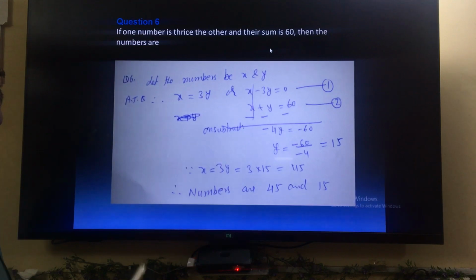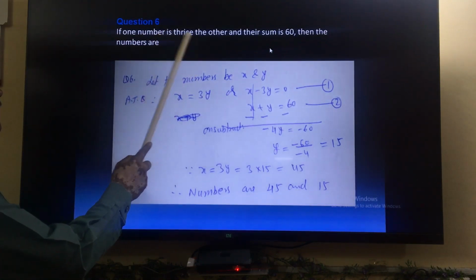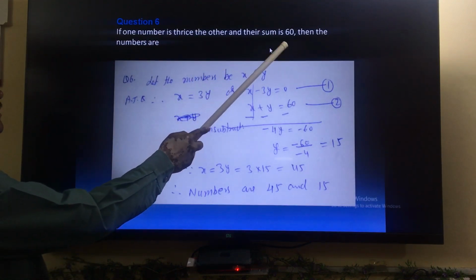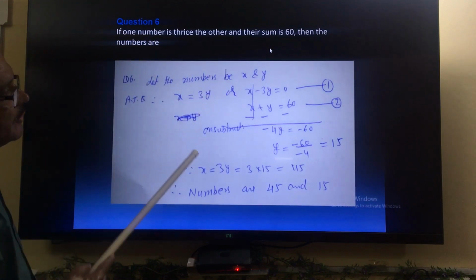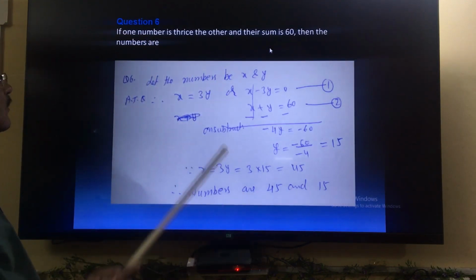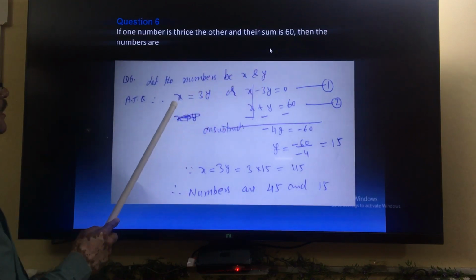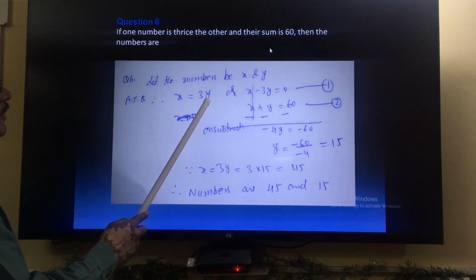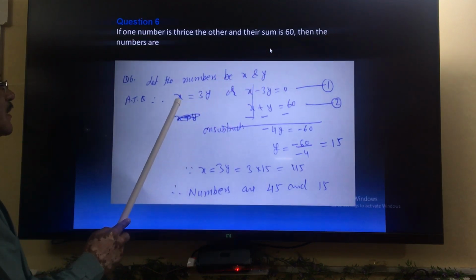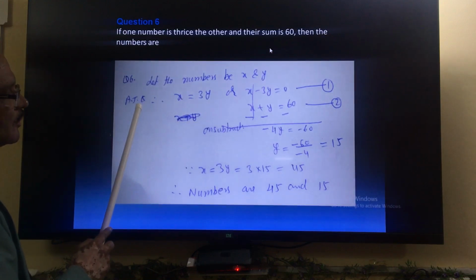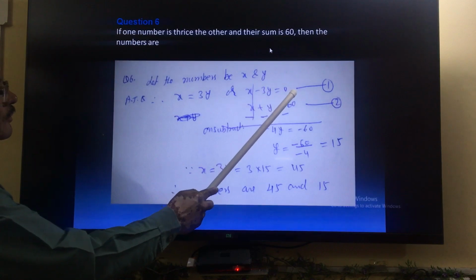Question number 6 is, if one number is thrice the other, so one number is 3 times the other, and their sum is 60, then the numbers are. So this is a word problem, we have to frame the equations. Here we suppose the numbers are x and y, and according to the question, one number is 3 times the other. The second number is y, so 3 times y is 3y. So x is equal to 3y. This 3y we will transfer to the left side, so we will get x minus 3y is equal to 0.